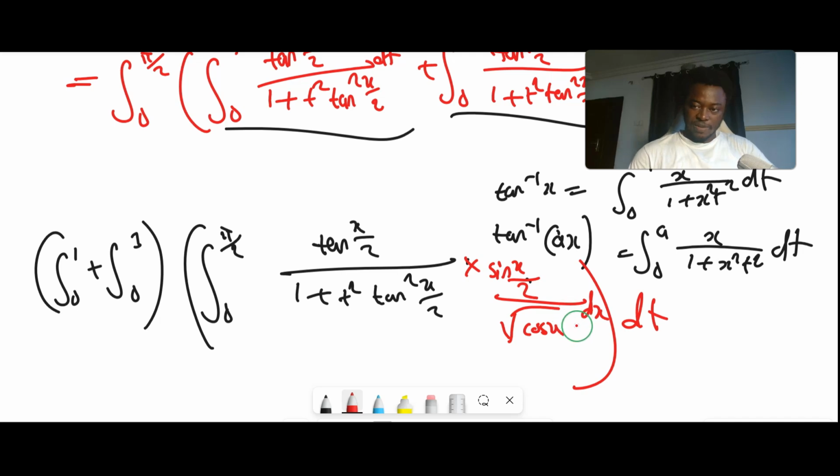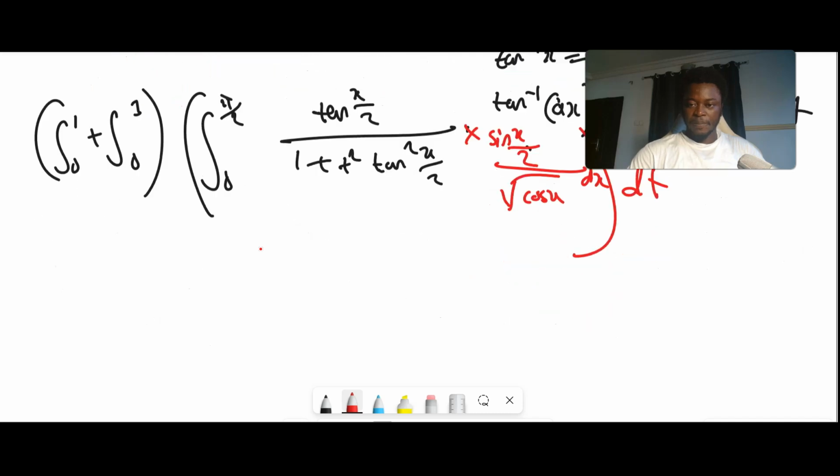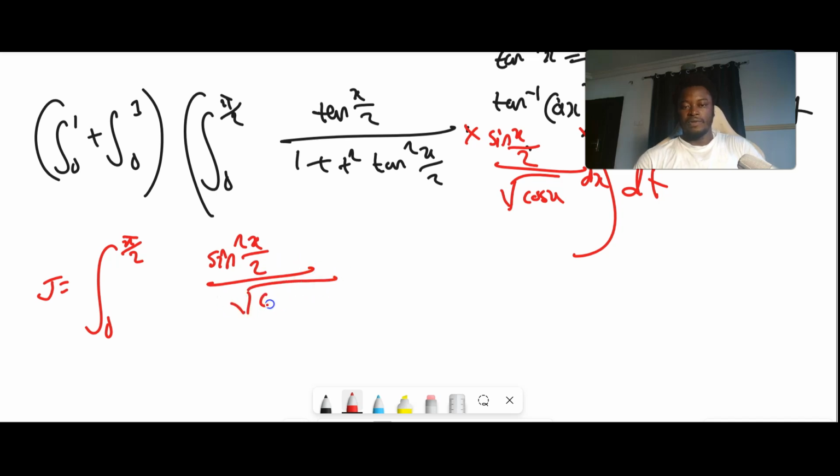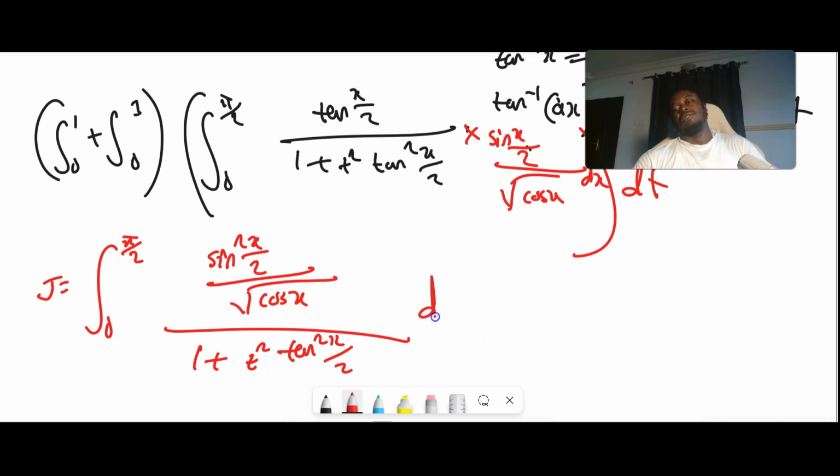So what we are doing now is that we are trying to first of all do the integration with respect to x, keeping t as a constant, and after which we are going to do the integration with respect to t. Then whatever we get, we just add it to the value we got with our integral, and then we are done. So how do we handle this part? The integral we're going to focus on, let's call it j, is the integral from 0 to pi over 2 of sine squared of x over 2 divided by square root of cosine of x, all divided by 1 plus t squared tan squared of x over 2 dx.